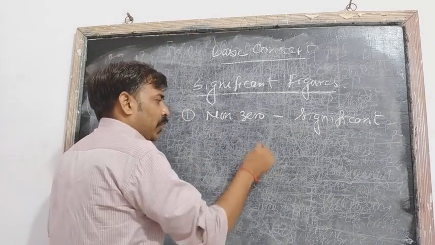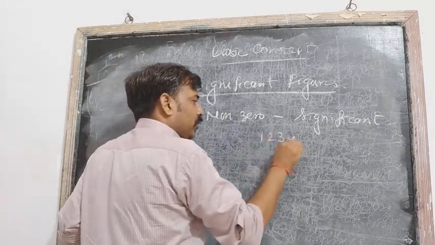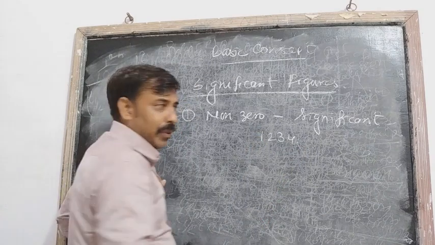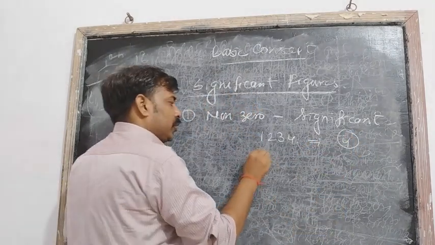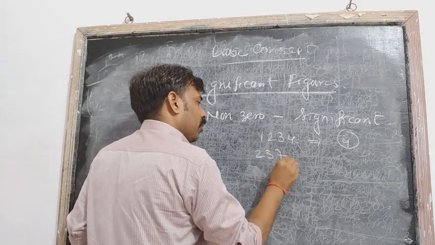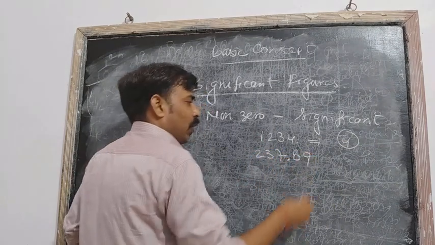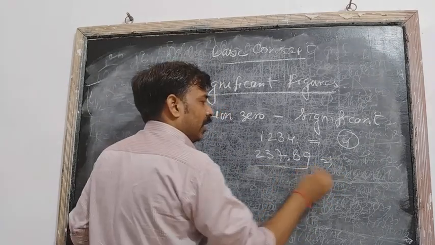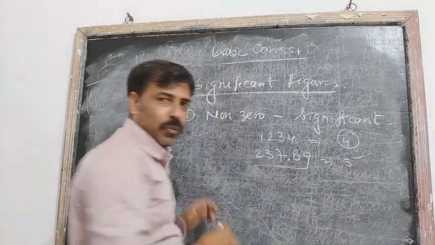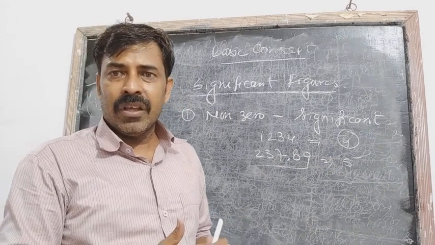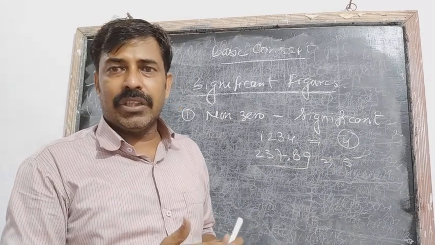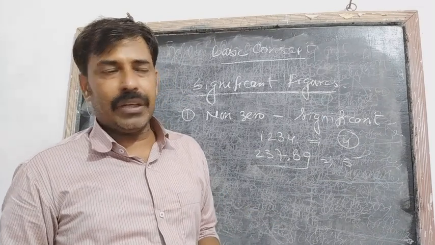That means if your number is 1, 2, 3, 4, then what is the number of significant figures? It is 4. If your number is 237.89, what is the number of significant figures? Again it is 5. That means whatever non-zero digits are available in your number, all those digits will be considered as significant figures.